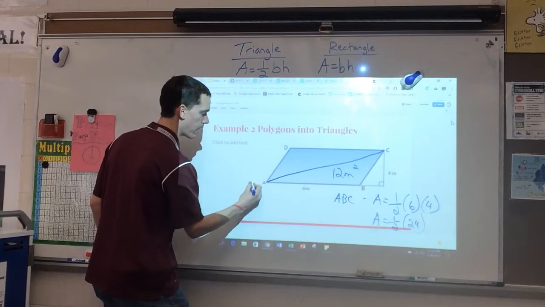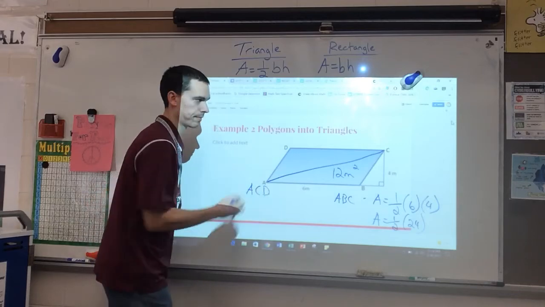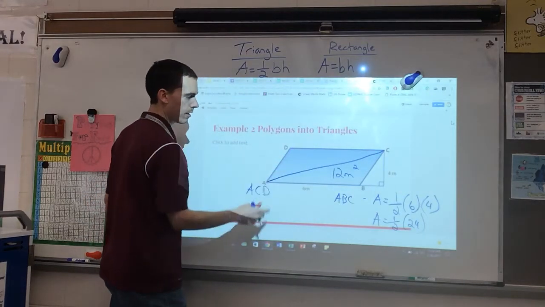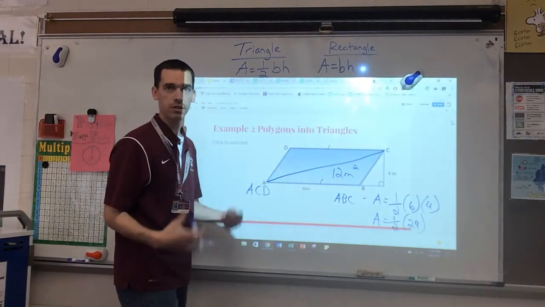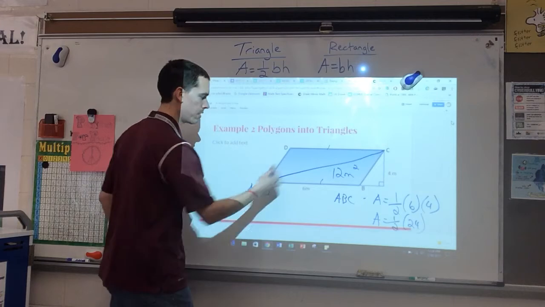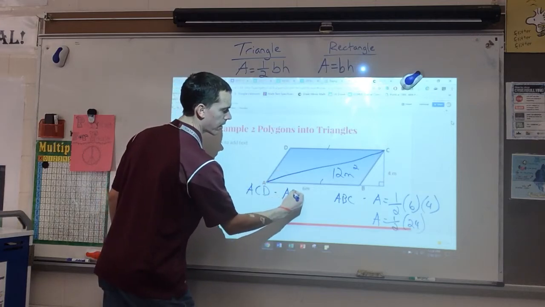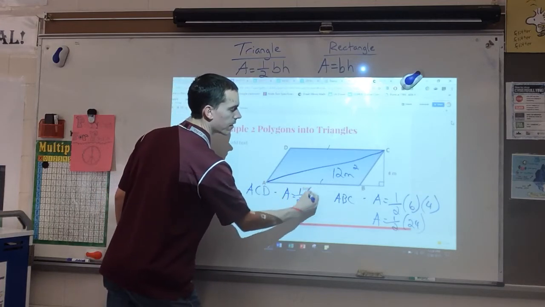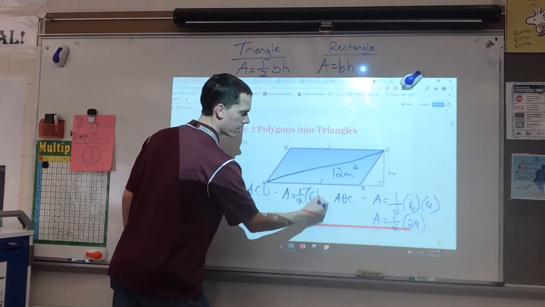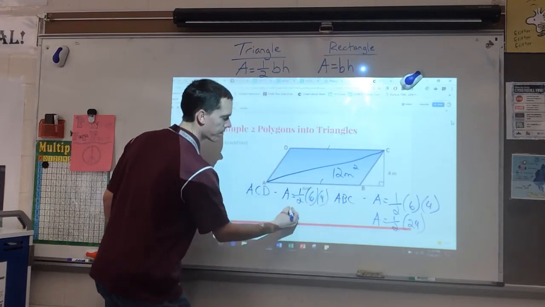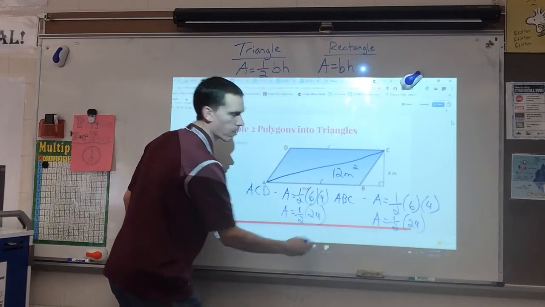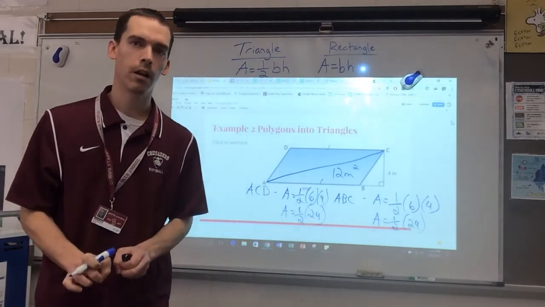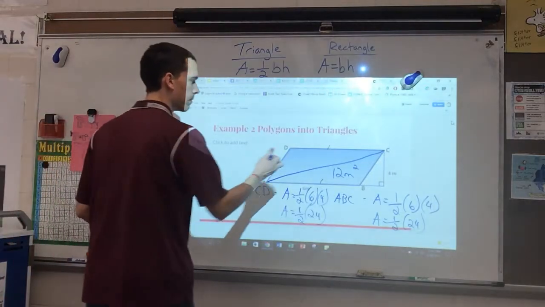Now, should the other one be the exact same? Let's check it out. Triangle ACD, this triangle here. Again, the base, parallelogram. These two are identical. They're the same, they're congruent, the same length. So, the area is 1/2 again, 6 times 4. So again, area is 1/2 of 24, giving us 12 meters squared.